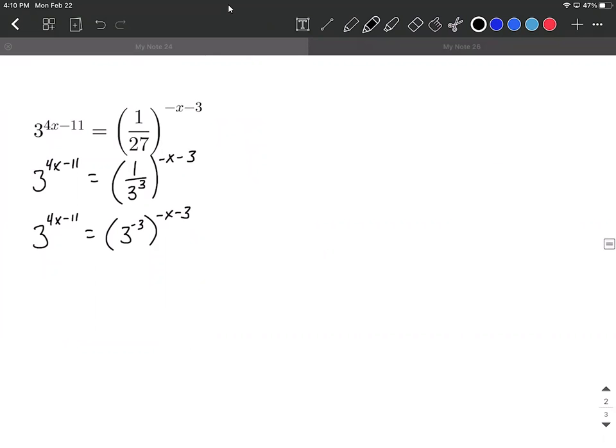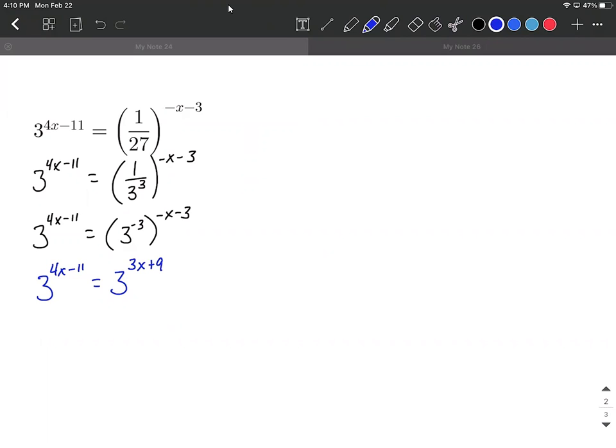Now, we still want to continue rewriting this. We don't quite have just 3 to a power. So if we want to combine our exponents together, what we're going to do in this situation is multiply them. So that negative 3 in the exponent has to be distributed or multiplied by both of those terms in the outer exponent. So negative 3 times negative x makes positive 3x, and negative 3 times negative 3 makes plus 9. All right, we've done the hard part in this case.